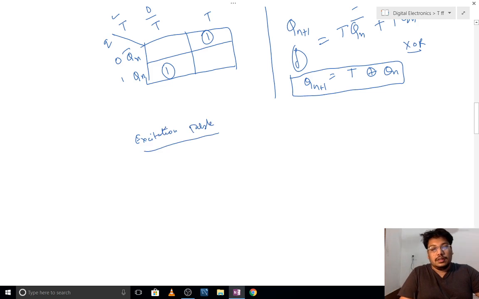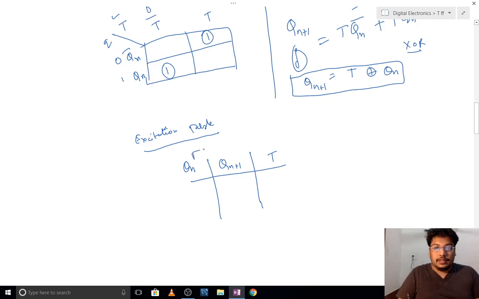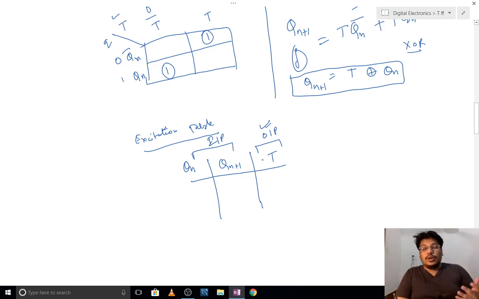Excitation table means, till now what we have done is, we have inputs and we have generated an output as Qn plus 1, and inputs are T and Qn. Now we have outputs, but we have to generate an input, that is T. So these will act as my inputs. Actually these are outputs and this is my input, but now here it is an output. We need to generate T from Qn and Qn plus 1. So the combinations will be same.